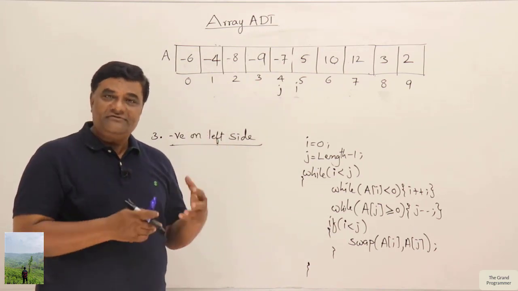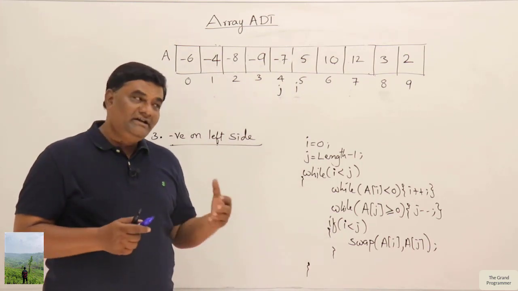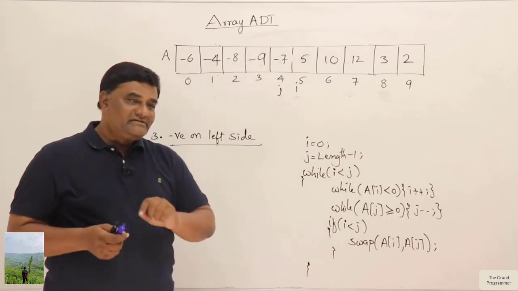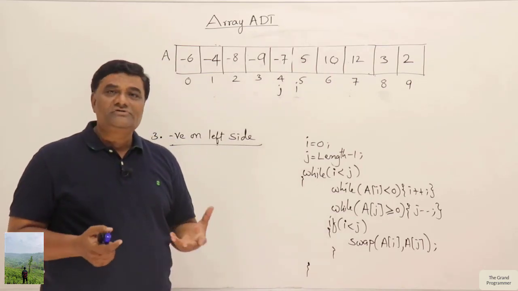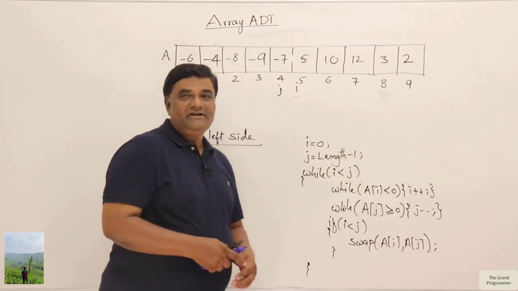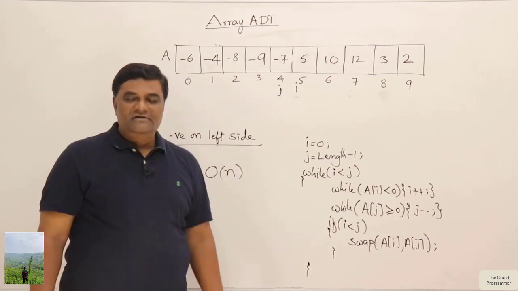Interchanging is happening if there is a conflict in the condition. Interchanging is happening only if positive is on this side or negative on that side. Otherwise, comparison is always done. So at most, how many elements are compared? All n elements are compared. So the time taken by this procedure is order of n only. Order of n. So that's all.